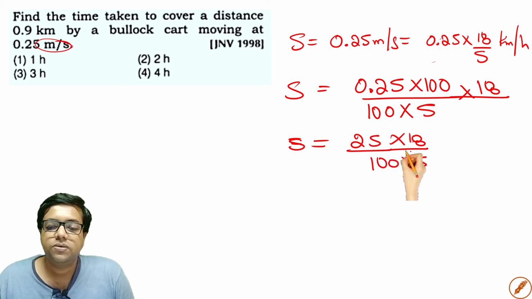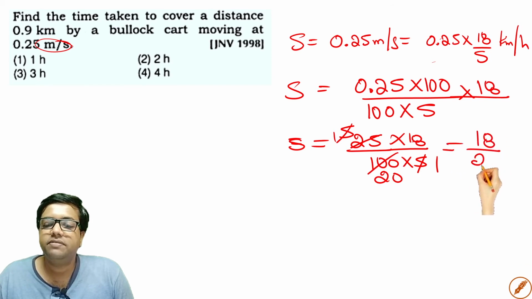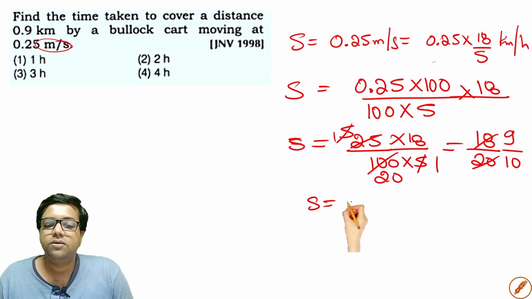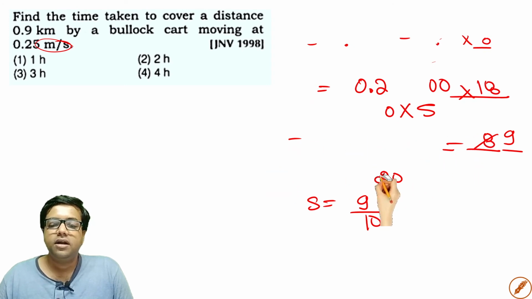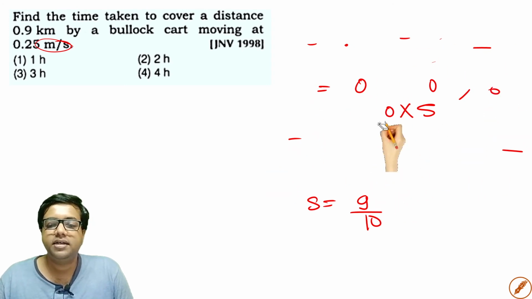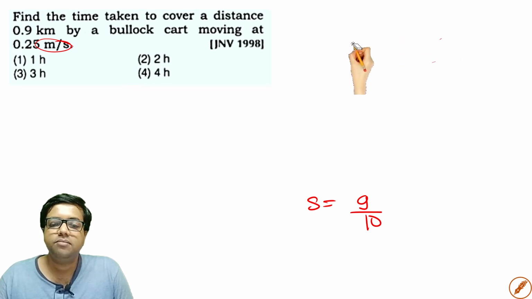Okay, so what will become? 5 1s are 5, 5 5s are 25, 5 1s are 5, 5 20s are 100. Speed will be equal to 18 by 20, or it is also equal to 2 9s are 18, 2 10s are 20. Speed is equal to 0.9 by 10. Let me keep it as 9 by 10. Okay, so we got the converted speed, and we are supposed to find the time taken by the bullock cart.